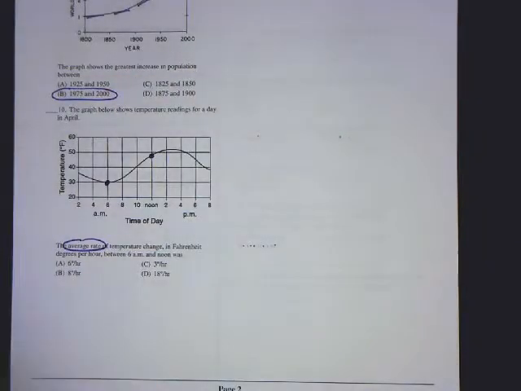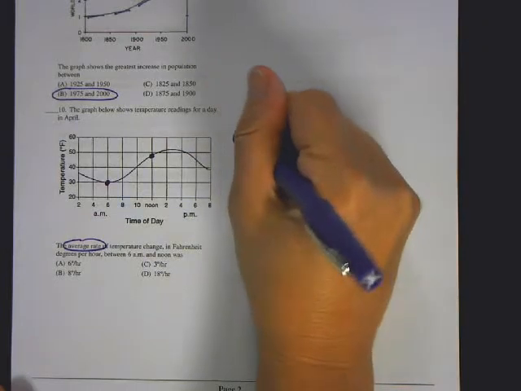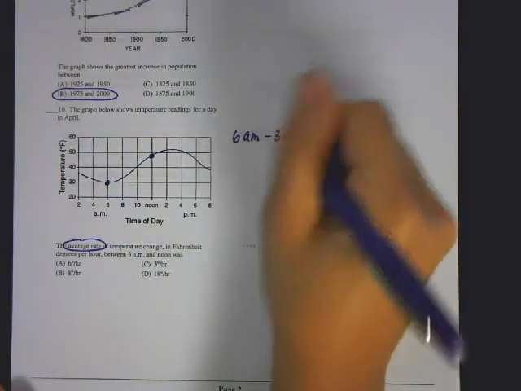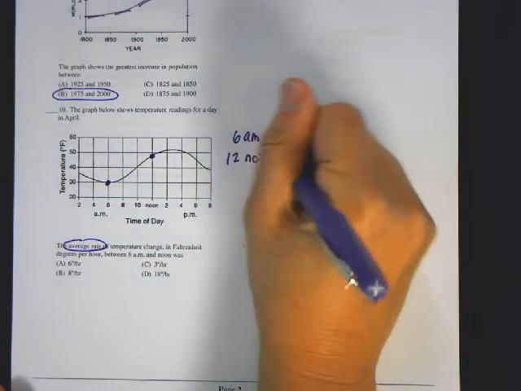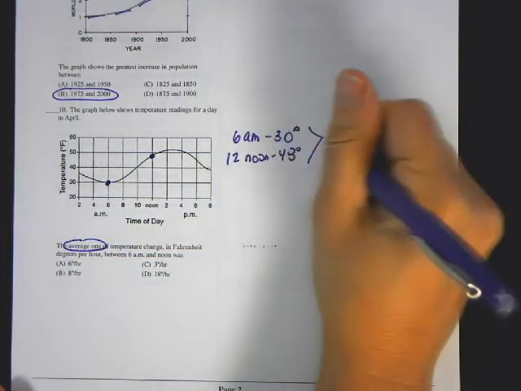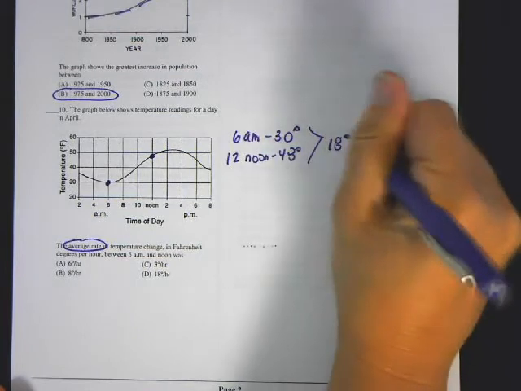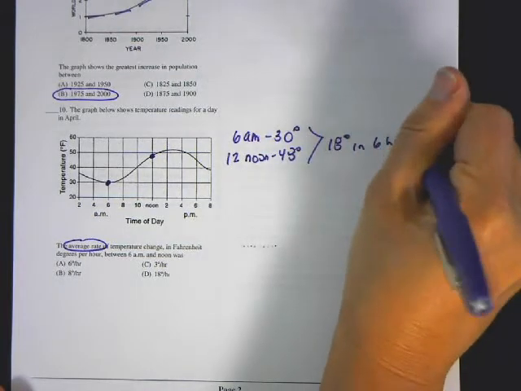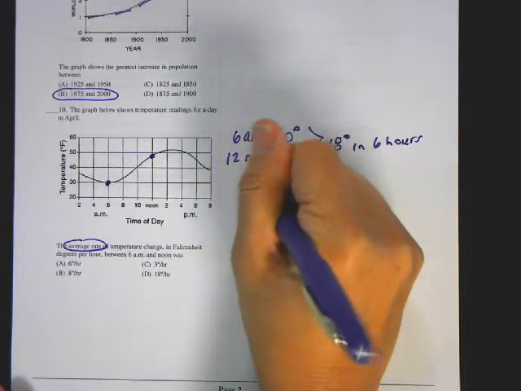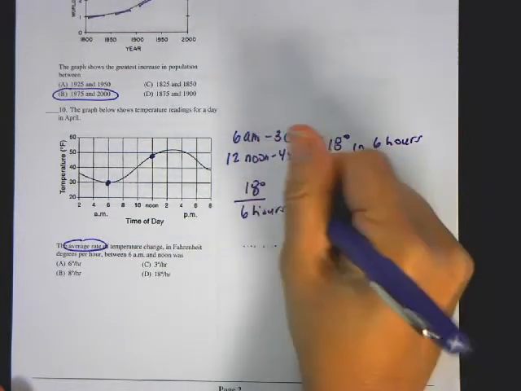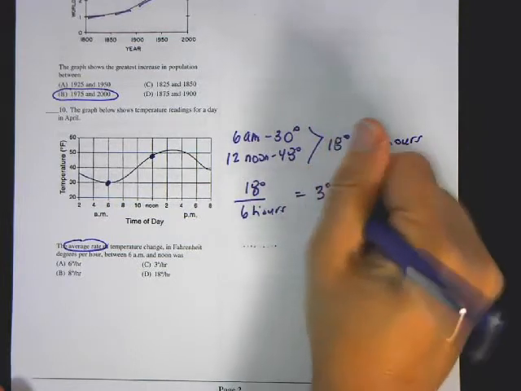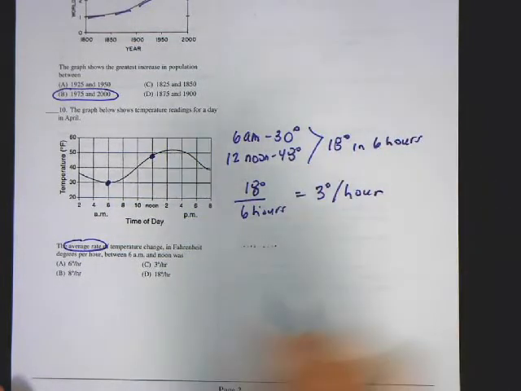So at 6 a.m. it was 30 degrees. And at 12 noon, it was 48 degrees. So that's an 18-degree difference in 6 hours. So 18 degrees over 6 hours. So 18 divided by 6 is 3 degrees per hour. So that's choice C.